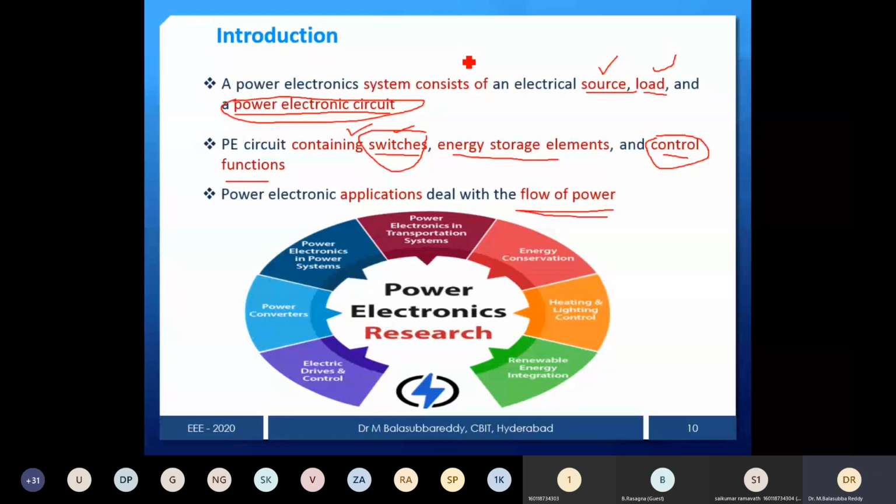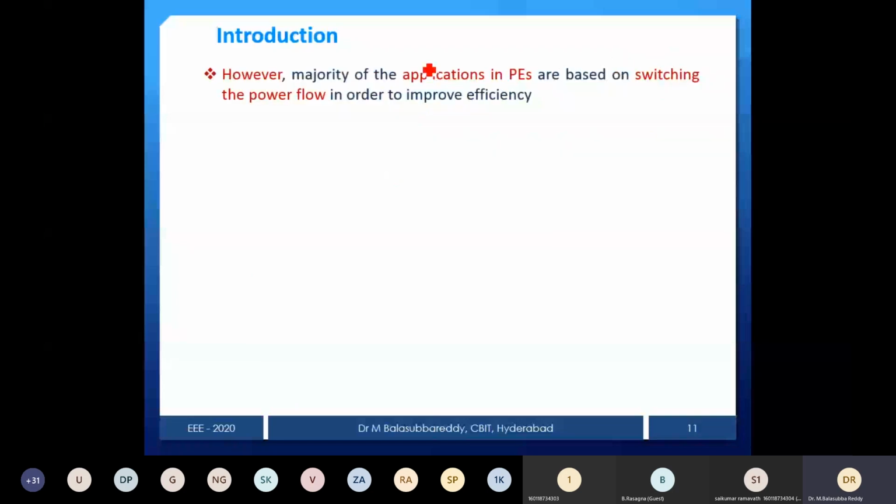Like that, in power systems also, HVDC transmission and many areas, smart grids, distribution systems, microgrid, and transmission. So in many areas, we require these applications of power electronics. This is a small application I showed you. The majority of applications in power electronics are based on switching the power flow, in order to improve the efficiency.